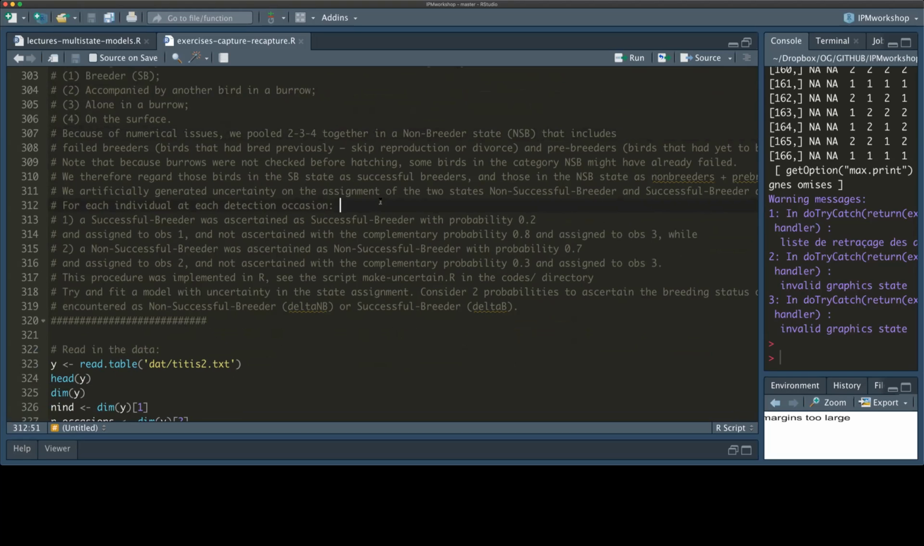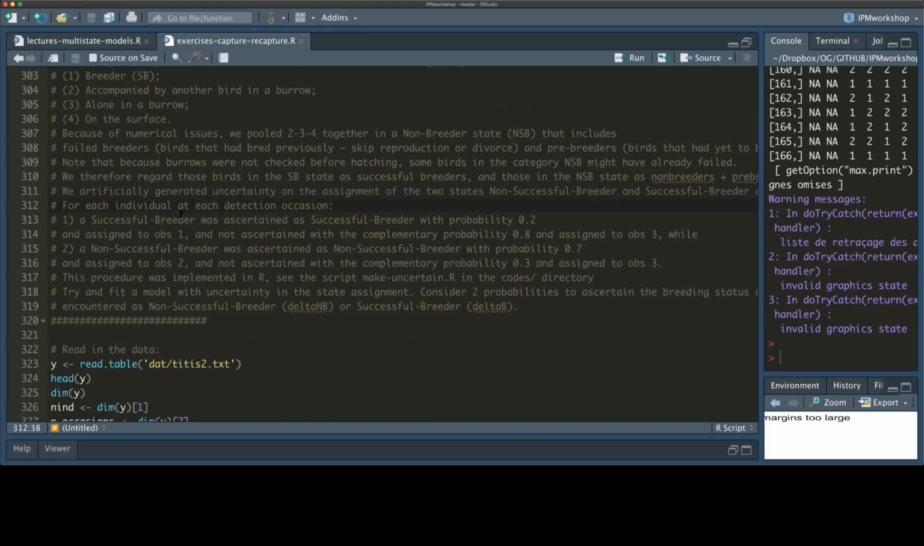And I took this data, and what I did is that I artificially generated some uncertainty in the assignment of the 2 states, successful breeders and non-breeders. Well, non-breeder is the pooling of 2, 3, and 4. It's a fake data set at the end of the day, but it's helpful to understand how uncertainty is generated, where it comes from.